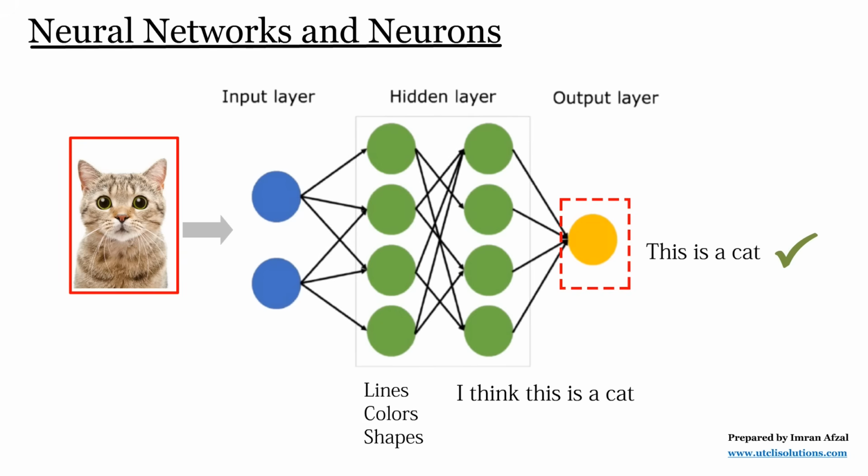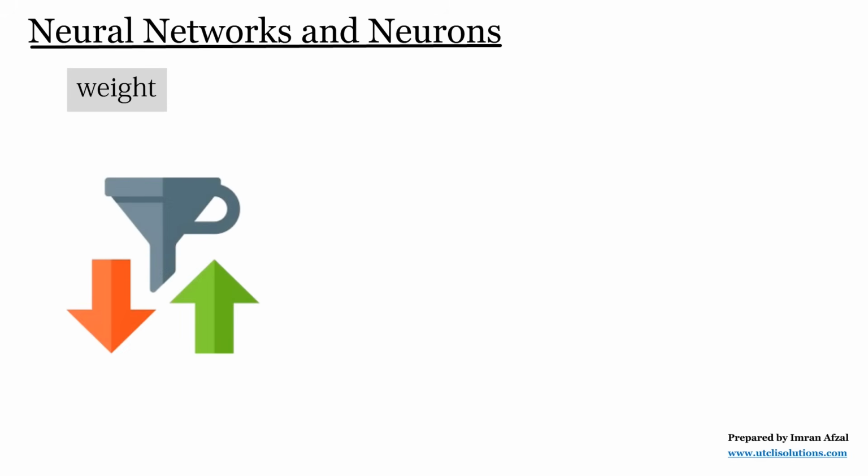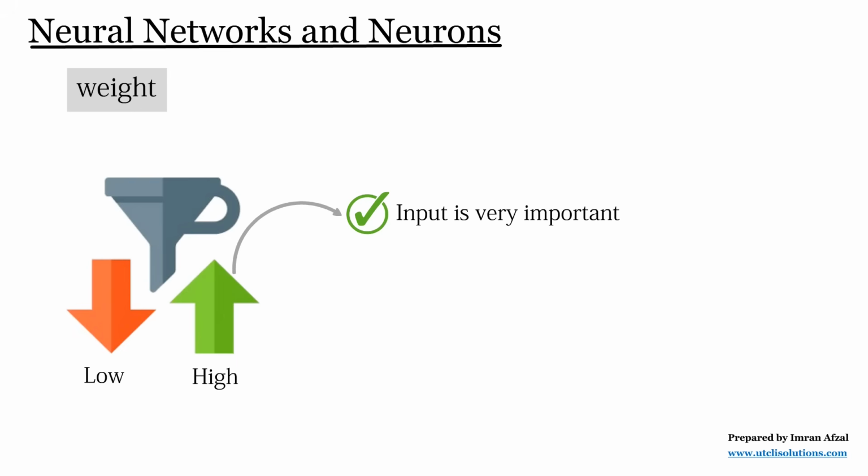Each neuron has something called a weight. A weight is like a filter that helps the neuron decide how important the input is. If the weight is high, it means the input is very important. If it is low, the input does not matter much.